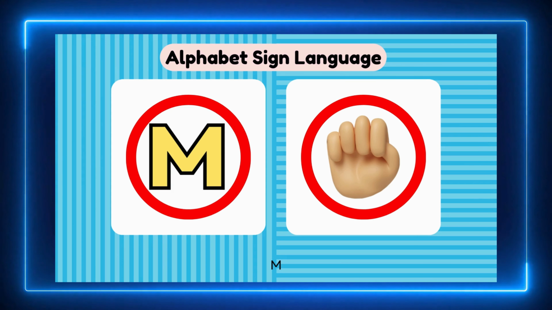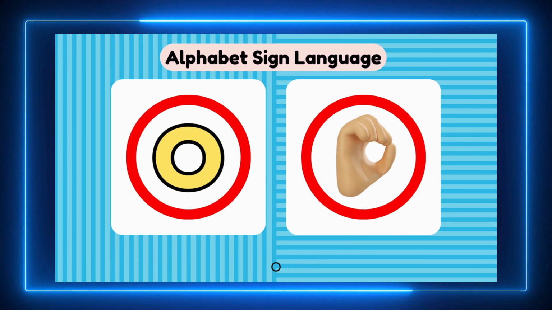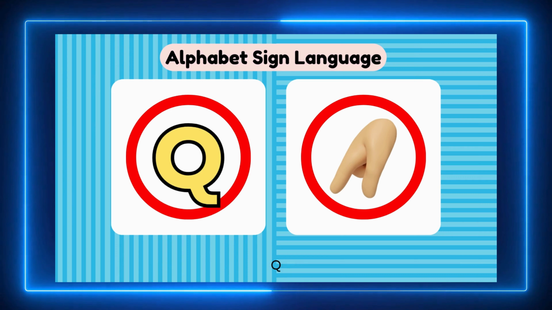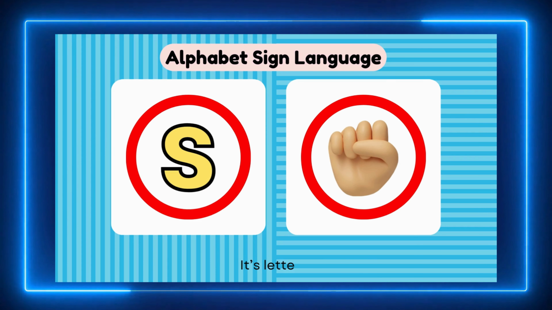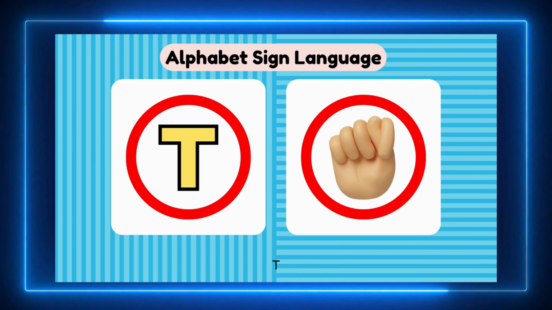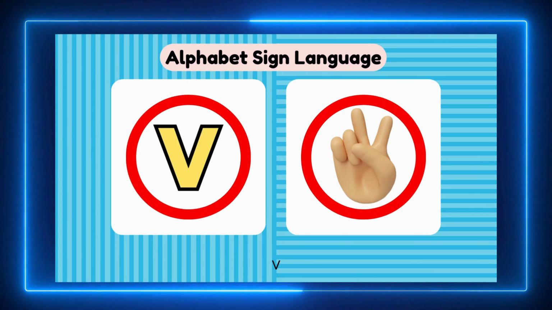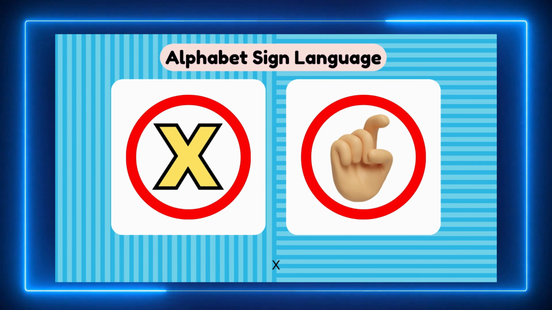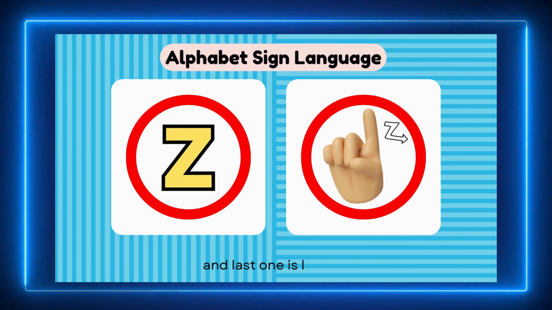M. Here is letter N. O. P. Q. R. It's letter S. T. U. V. W. X. It's letter Y and last one, letter Z.